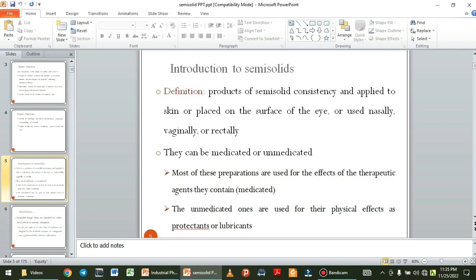So first of all we have to see the definitions of semi solid. As we know, semi solid is one of the dosage forms which has viscous and elastic properties, and we call semi solid dosage forms viscoelastic dosage forms because they have the characteristics of elasticity and viscosity. That means we see semi solid parts and liquid parts in their behavior. So in order to define, it is a product of semi solid consistency which is applied externally. We can say topically applied drugs.